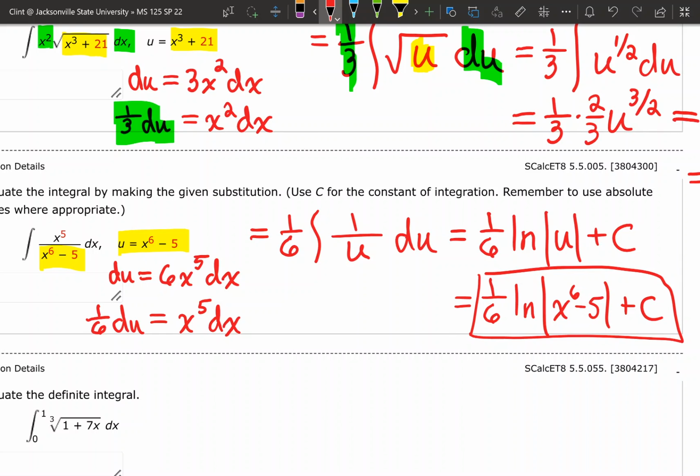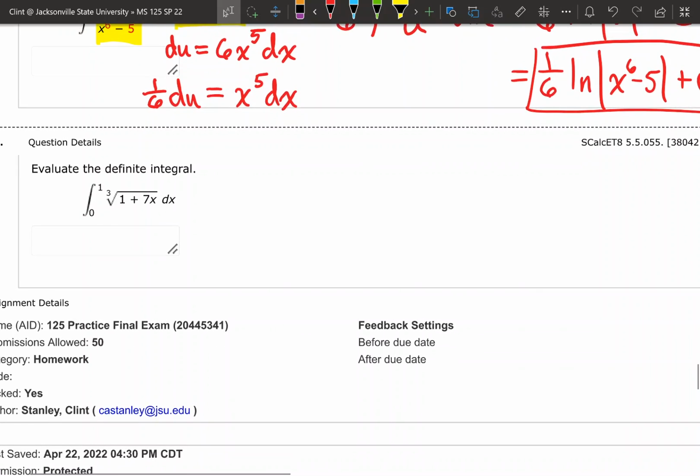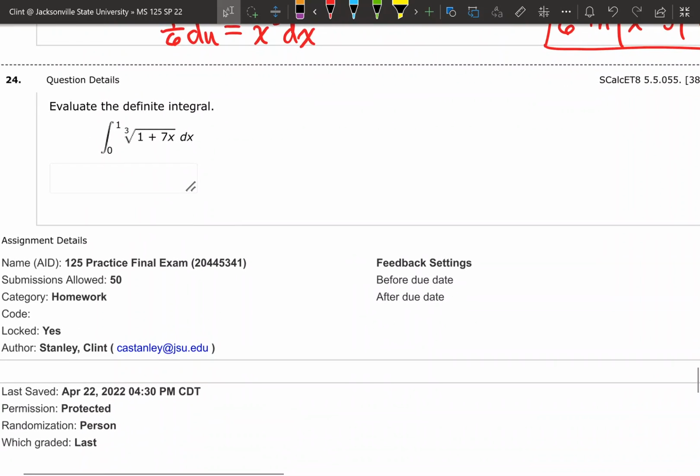And then one more. Substitution, but we've got a definite interval. This one doesn't say it's substitution, but that's what we need to use on this one. It doesn't give us a u, so we've got to pick out our own. So what should we use for u? Yeah. Want to go with something on the inside. I think 1 plus 7x is the ticket there.